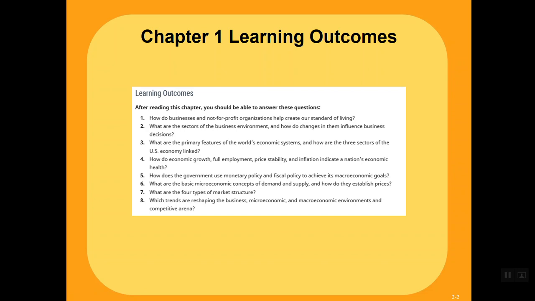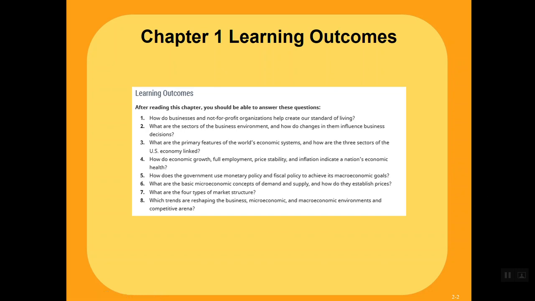You should master answering the question of how economic growth, full employment, price stability, and inflation indicate a nation's economic health. How does the government use monetary policy and fiscal policy to achieve economic goals? What are the basic microeconomic concepts of demand and supply, and how do they establish prices? What are the four types of market structures? And finally, which trends are reshaping business, microeconomic and macroeconomic environments and the competitive arena? So those are the learning outcomes for this chapter.